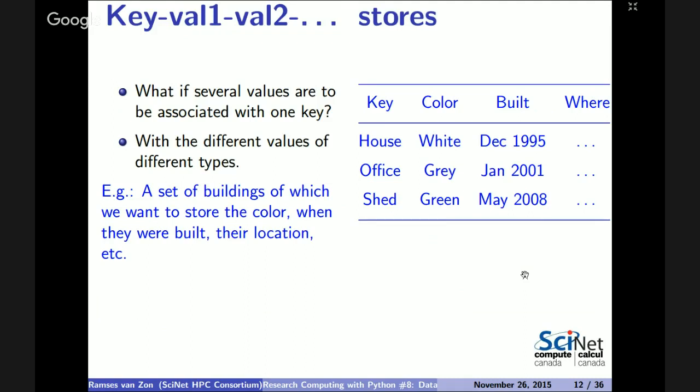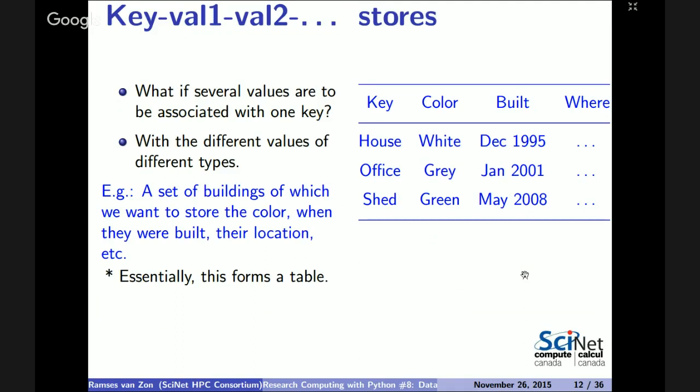So if I have a table like that, I have a key, that's the left column here, house, office, shed. And then with each of the keys, there's a value associated, but not just one, there are several. So there's a color value, there's a build value, there's a where value, which I haven't filled in. So it's like the key value, but each of the values are a list. Now, I could do that, right? I could just say, well, since I could put anything in the dictionary, I can put lists in there. But you can imagine that sort of recursive structure is not always ideal, and it's hard to impose that each of the rows has the same type of columns. The dictionary in that case is a little bit too general.